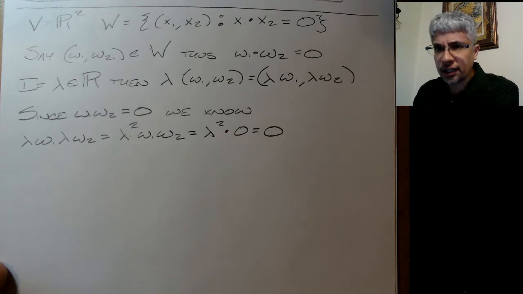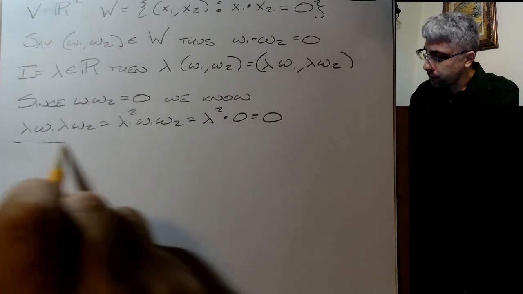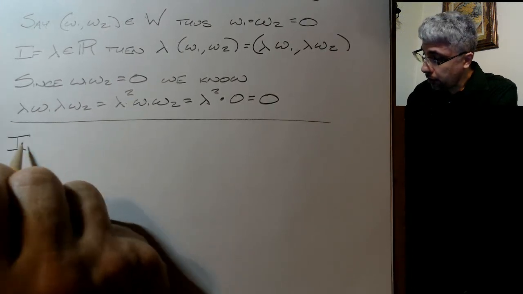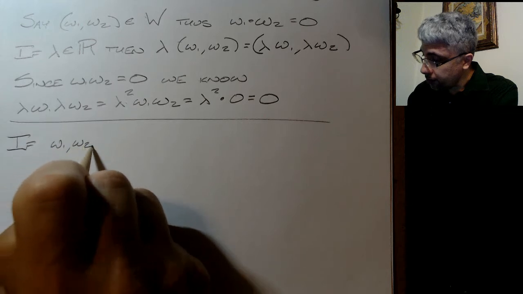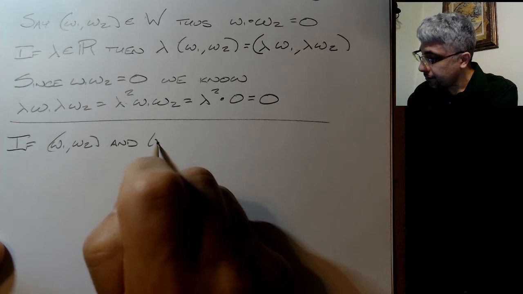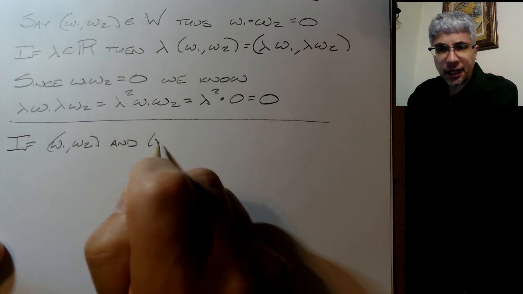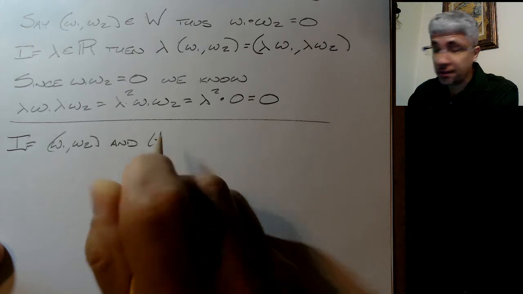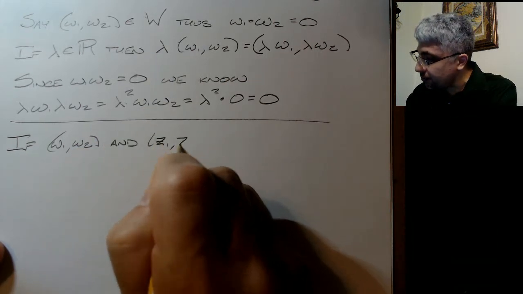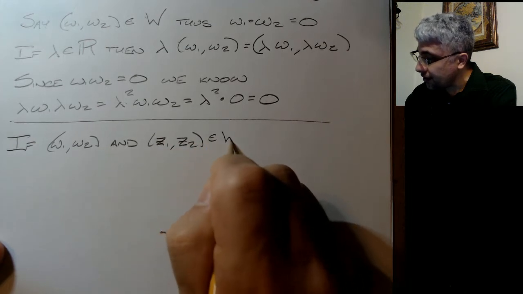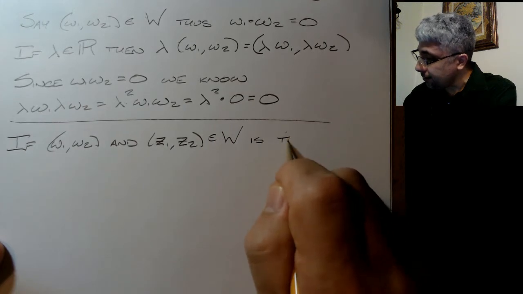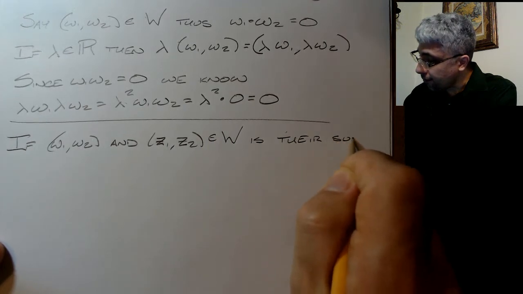But let's check addition. So what would we want to show? Well, if (w1, w2), and I have to pick a letter. I can't have you guys pick for me because this is a video. Let's use Z. Let's go all the way to Z. And (z1, z2) are in W. Is their sum in W?